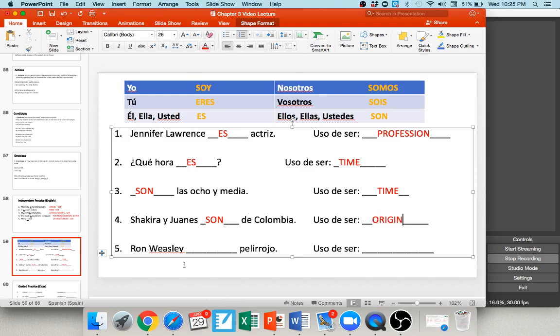And our last one, Ron Weasley. If you've seen Harry Potter, you'll appreciate that. Ron Weasley is pelirrojo. We're saying he's red-headed. Well, in this case, red-headed is a characteristic. That is my reason for using ser. Characteristic, I can never spell this word. Okay, and Ron Weasley would be he. We're using our bottom left box. We're going to say that Ron Weasley es pelirrojo.